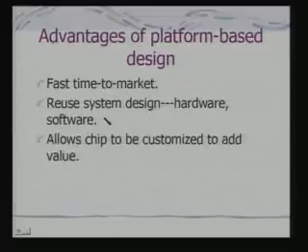So, this leads to fast time to market, and you are using system design, both hardware and software, and it allows the chip to be customized to add value. That means using your software programmability or even hardware programmability on the basic design, you can add value.